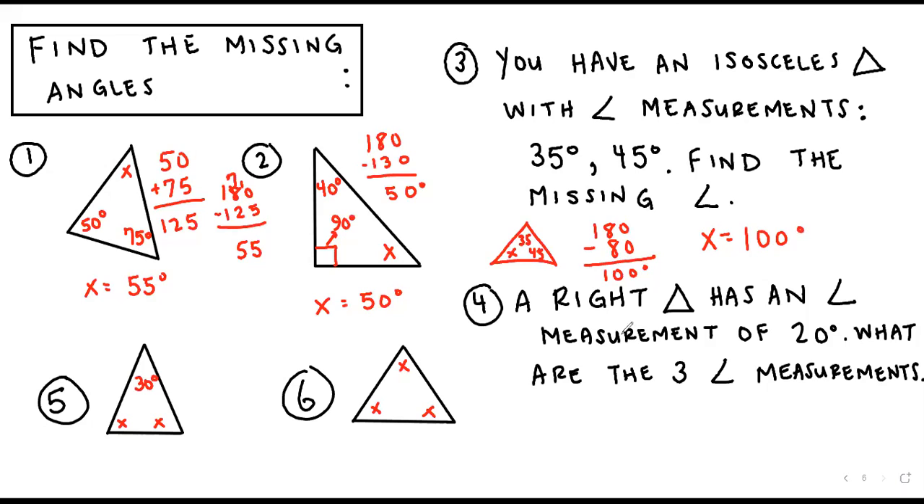For number four, a right triangle has an angle measurement of 20 degrees. What are the three angle measurements? So I know that one measurement is obviously going to be, I'm going to call that angle one. The measurement of angle one is going to be 20 degrees because that's what they gave us. Now I'm missing the measurement of angle two, and I'm missing the measurement of angle three. What is the key word in this problem?